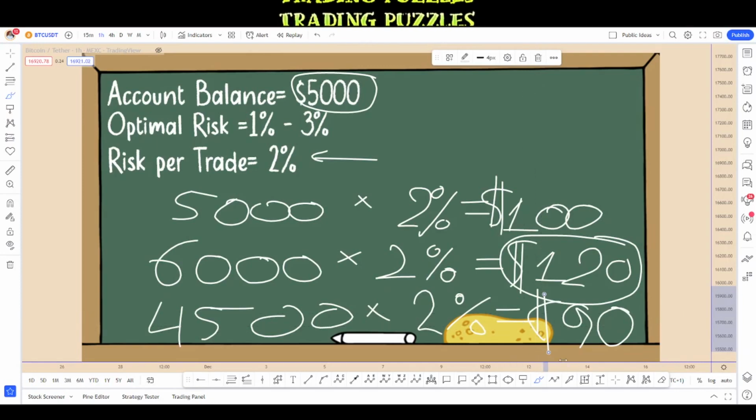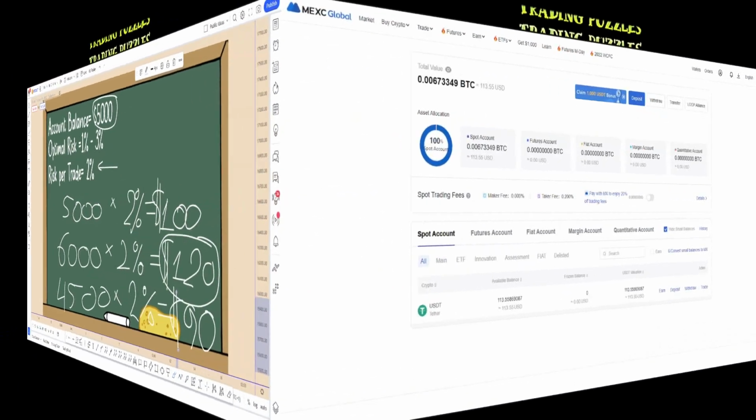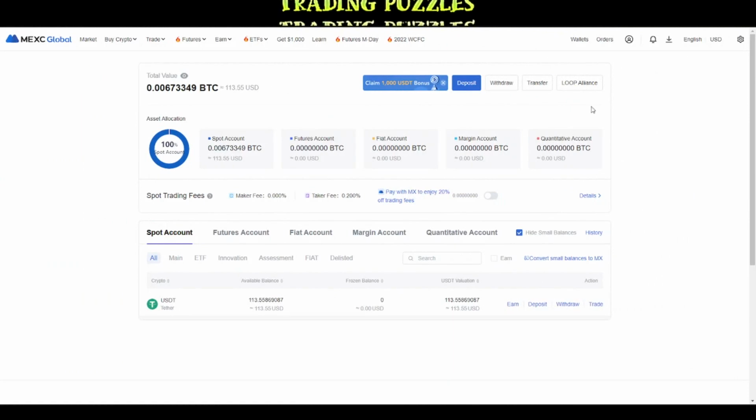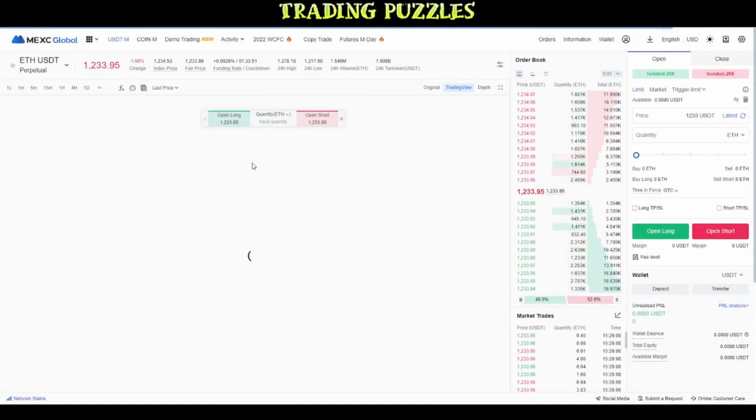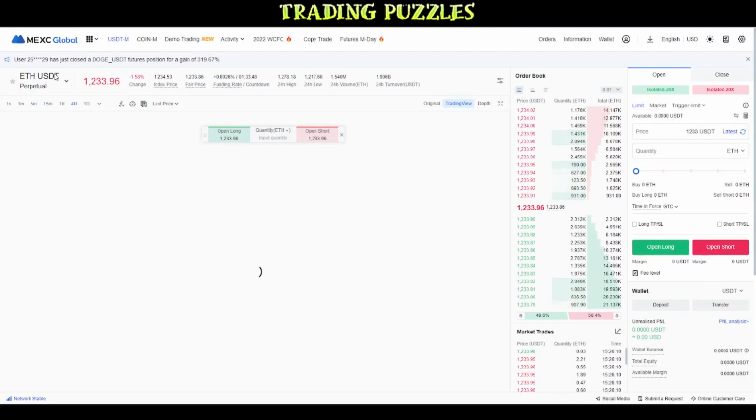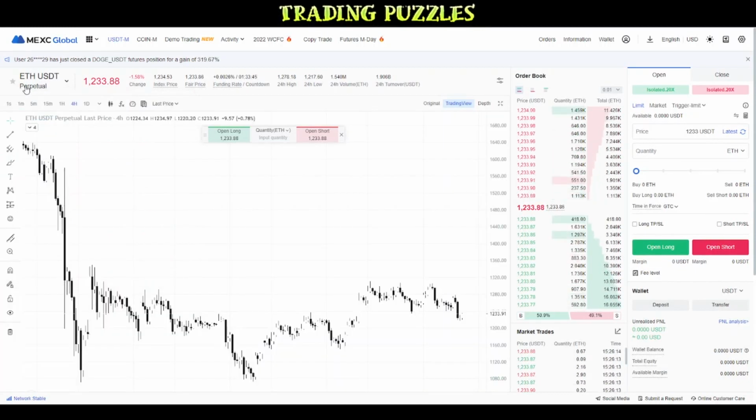So now we are going to look at a real example on the MEXC platform. Let's suppose that you already have logged in on your account. For futures trading, you have to go on Futures and click on USDT-M. After this, the platform will load and you are going to be able to choose the cryptocurrency pair that you want to trade.